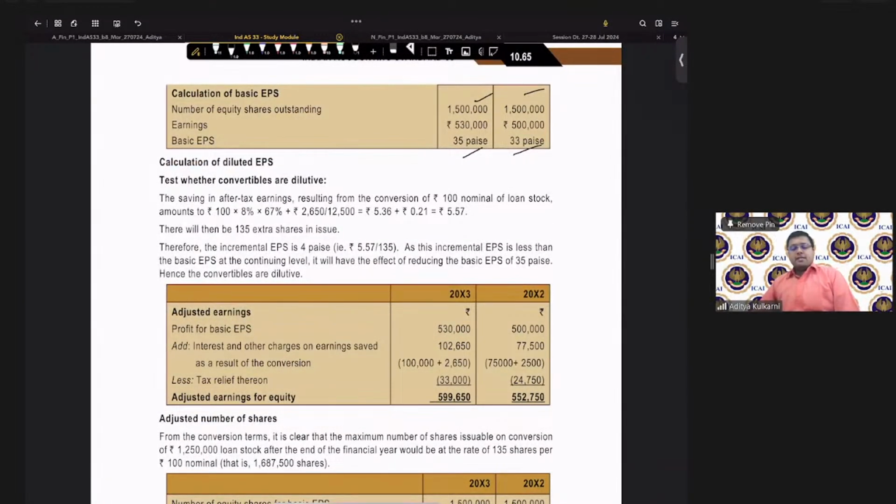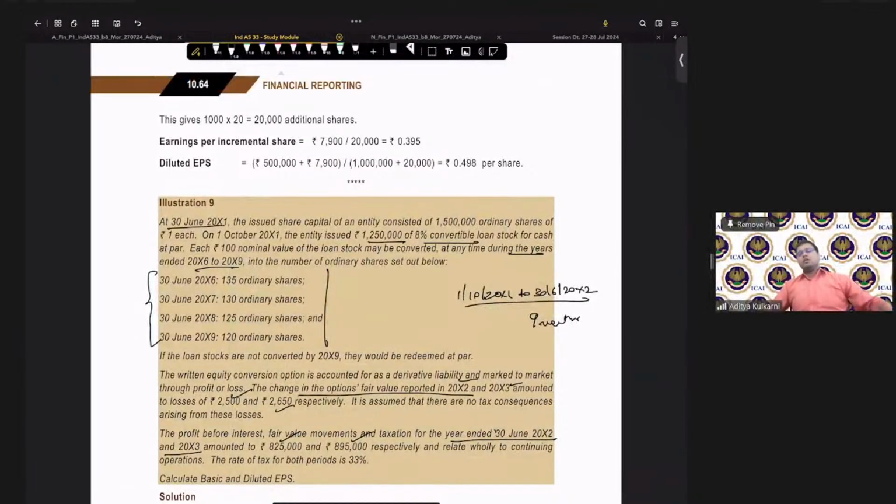So 35 paise and 33 paise is your basic EPS. Coming next to your diluted EPS. Now, what will happen in the case of diluted EPS? Sir, first of all, there are multiple conversion ratios. If conversion happens in the next year, 135. If it happens thereafter, 130. If it happens in the third year, 125. If it happens in the fourth year, it becomes 120. So which one do we have to take? What is the conversion ratio that you will have to take?